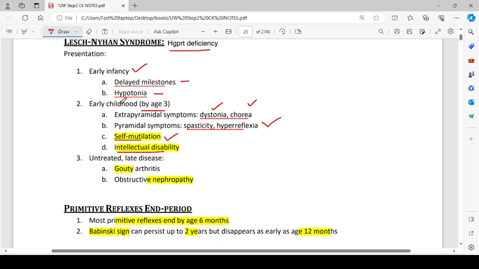Why do they do self-mutilation? Because uric acid crystals start depositing under the skin and they are very itchy. So while itching, they cause self-mutilation. Untreated late disease can lead to gouty arthritis and obstructive neuropathy.